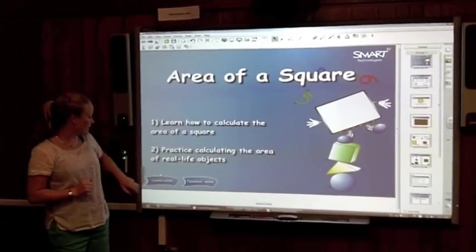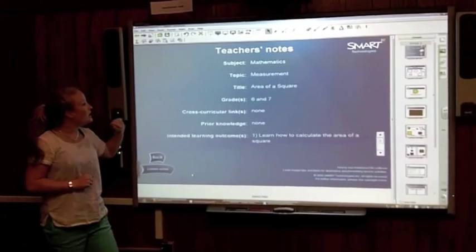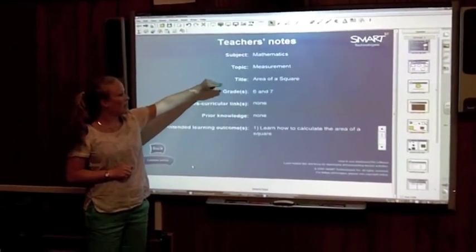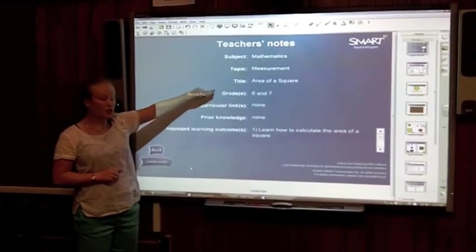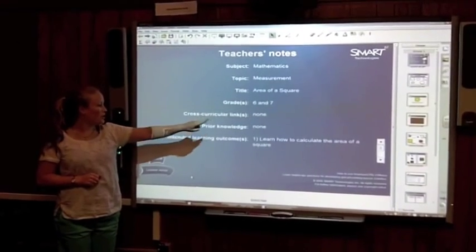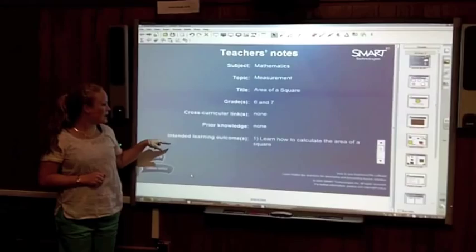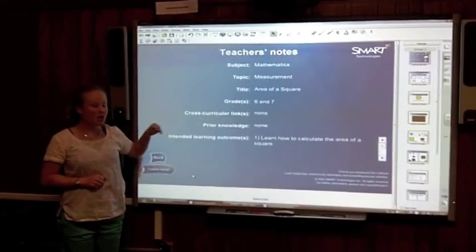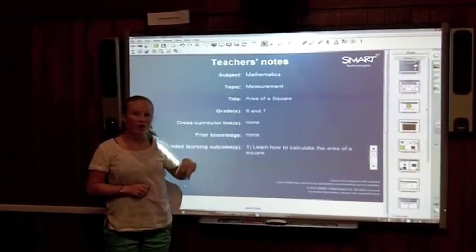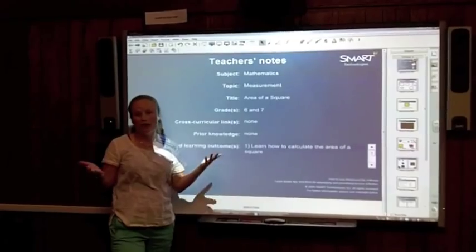We can go back. It also has notes for the teacher. And under the notes for the teacher, it has the teacher's notes, the subject, the topic, which is measurement, the title, the grades, for grades 6 or 7. And if it is cross-curricular, it lets you know, along with prior knowledge needed. And last is intended learning outcomes. And today, our intended learning outcome is to learn how to calculate the area of a square. Also in the lesson, we're going to apply it to real-life objects.